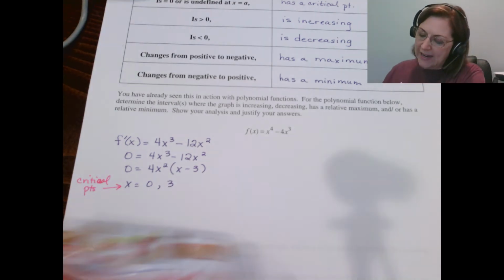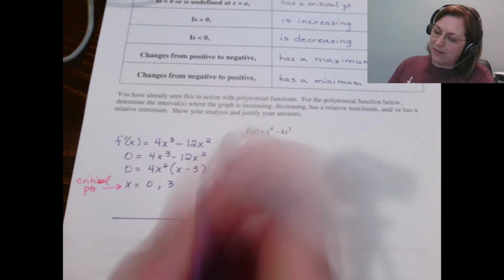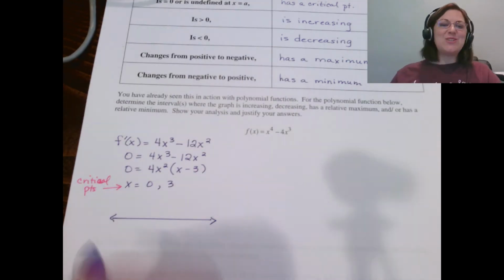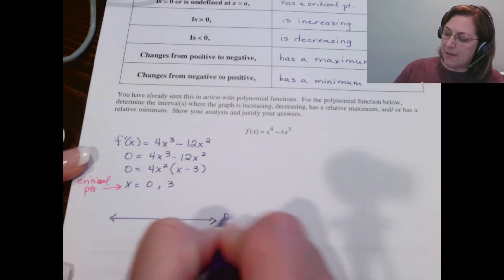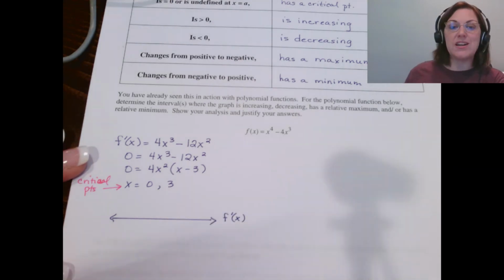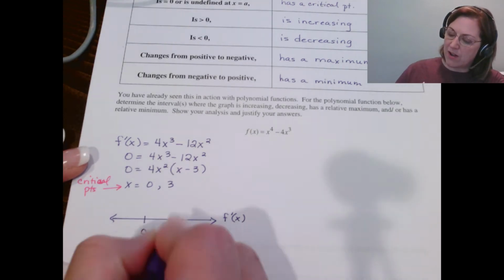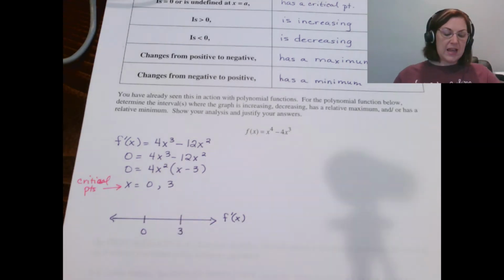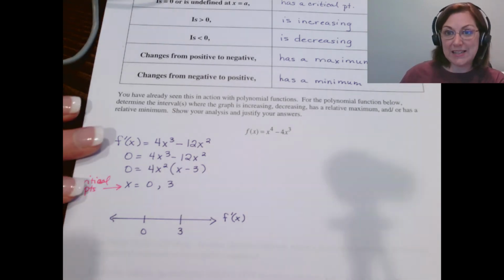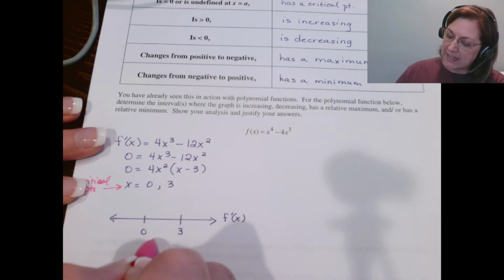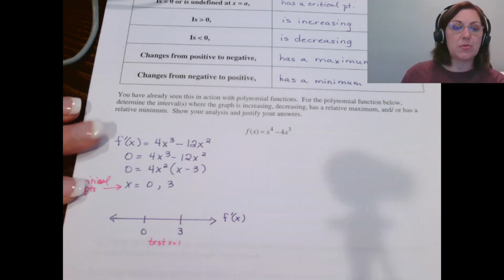Now be sure when you use a number line for your analysis that you label that number line. AP likes you to make sure you label what it is you're going to be testing. So I'm going to put my critical points on the number line, and I'm going to test each of these intervals. Let me do it with one that's pretty easy. I'm going to test x equals 1 because it's between 0 and 3.